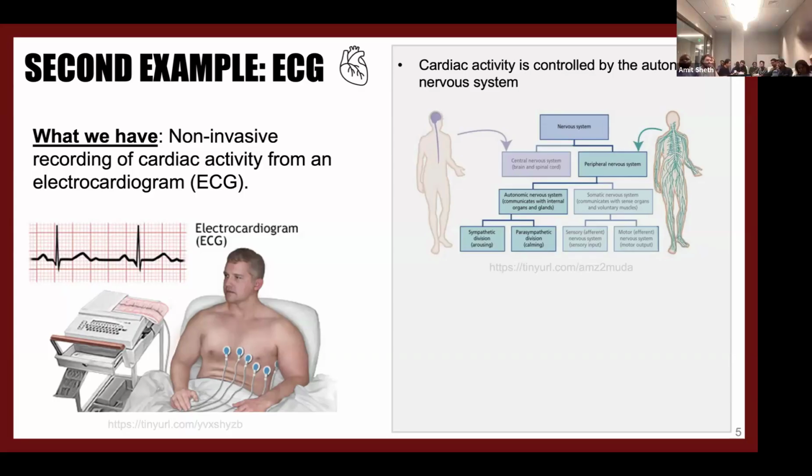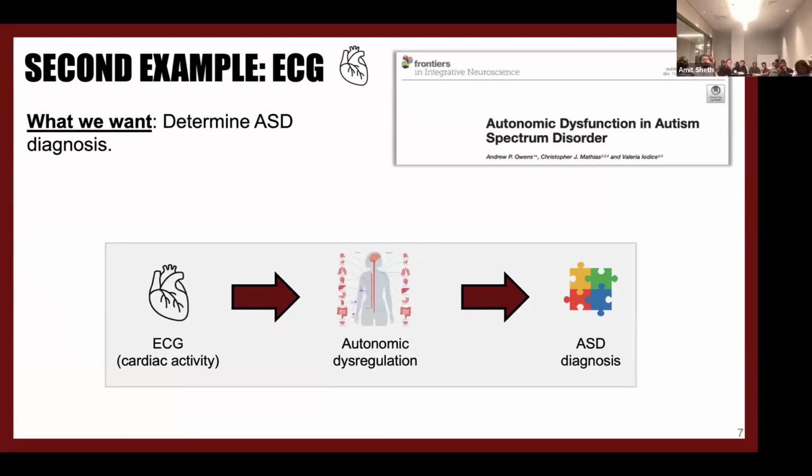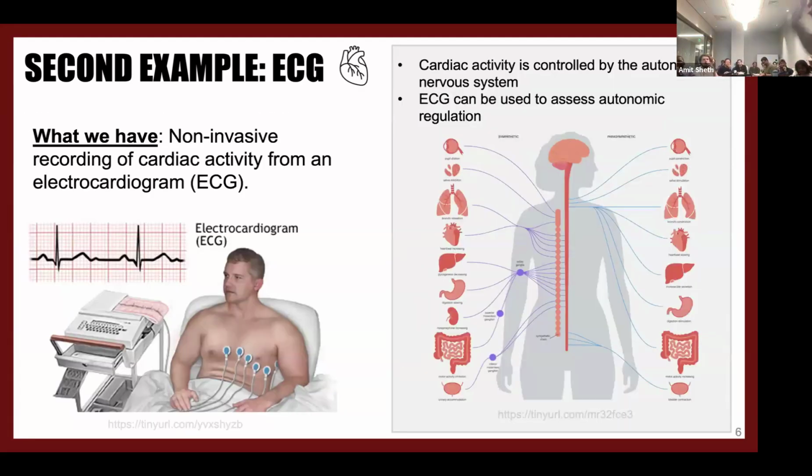And because this impacts the cardiac activity, you can record ECG and use ECG to evaluate dysregulation in the autonomic nervous system. So that's what I'll be interested in for the second use case. So I will use ECG to assess autonomic regulation. So that's what I have, ECG.